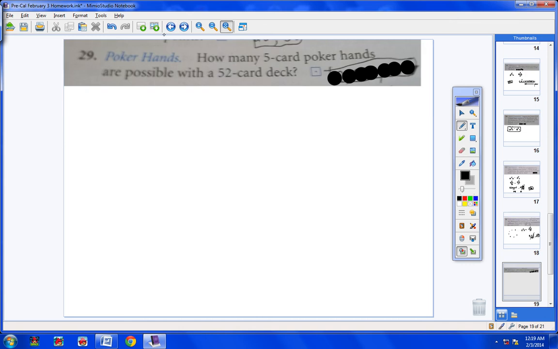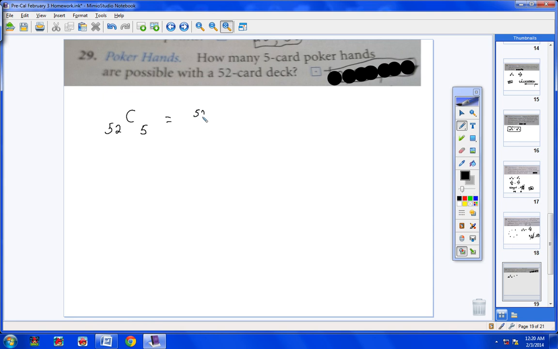All right, number 29. I'm not a poker player at all, so understand that, but we can still use the problem. How many 5-card poker hands are possible with a 52-card deck? Well, look, I don't care if you've got 5 cards in your hands that are 1, 2, 3, 4, and 5. If you shuffle that hand and now the order is 5, 3, 4, 2, 1, it's still the same hand, so order does not matter. So we have a deck of 52 cards, and I want to know how many sets of 5 I can pull out of that.